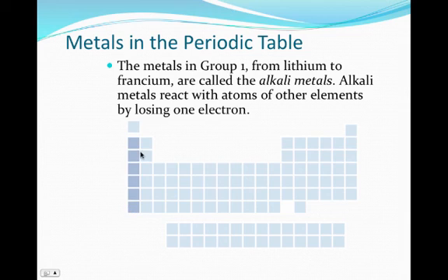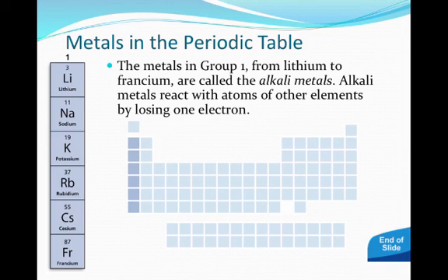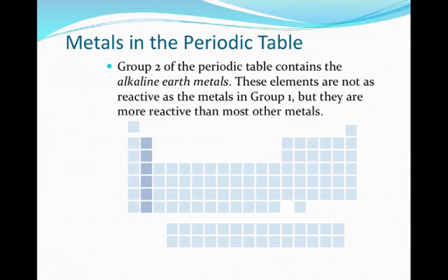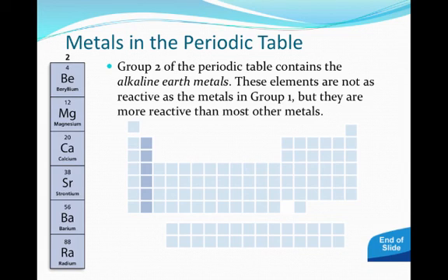Notice how hydrogen is separate up here. They have some similar properties, but not all of them. So we're actually talking about lithium, which is here all the way down to the bottom. Those are the alkali metals, and they react with other elements by losing an electron. On group 2 of the periodic table, these are alkaline earth metals, or alkaline earth elements, and they're not as reactive, but still more reactive than most.